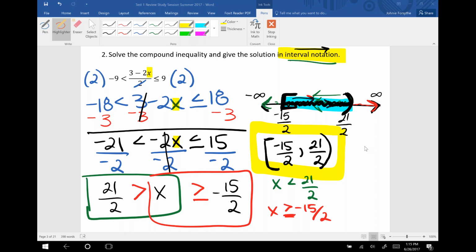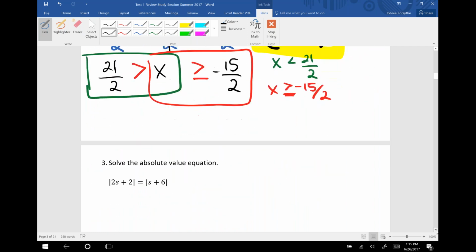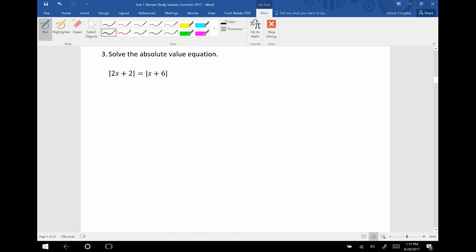Any questions about this problem? All right, let's keep going then. Number 3, solve the absolute value equation.